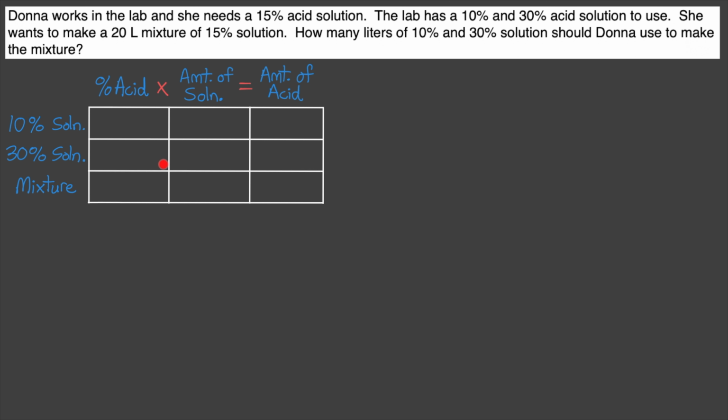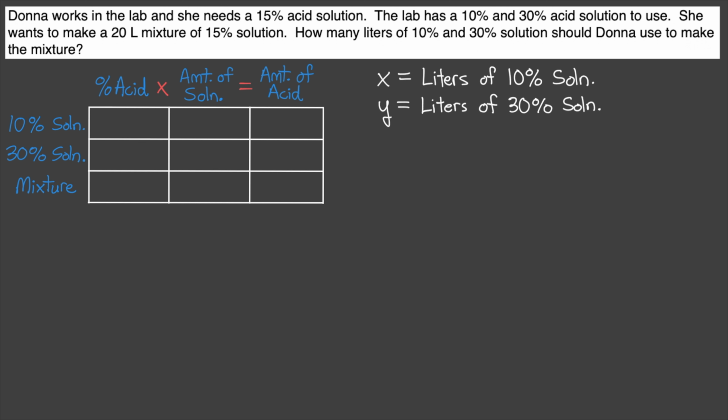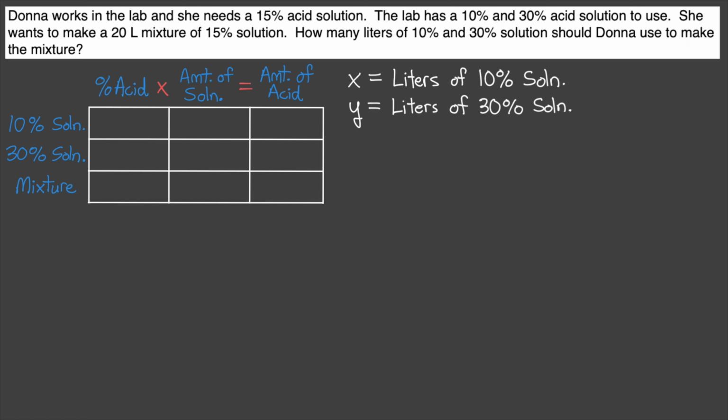All right, so let's start filling out the chart here. But first, we want to define our unknowns. They are asking for how many liters of 10% and 30% solution should Donna use. So our unknowns are going to be the number of liters of 10% solution and the number of liters of 30% solution will be x and y. So we can go ahead and put those here for x and y.